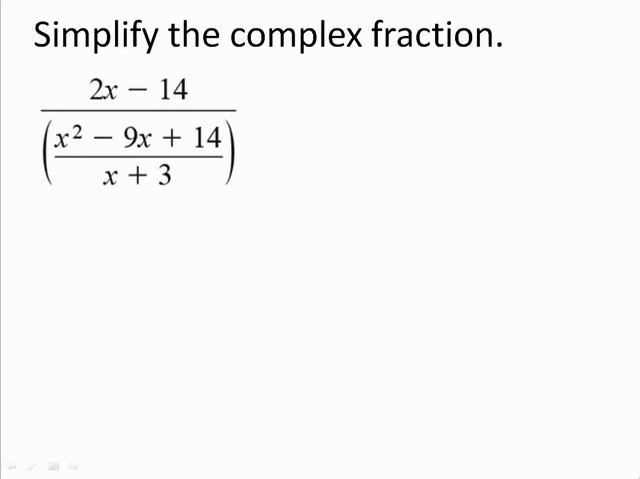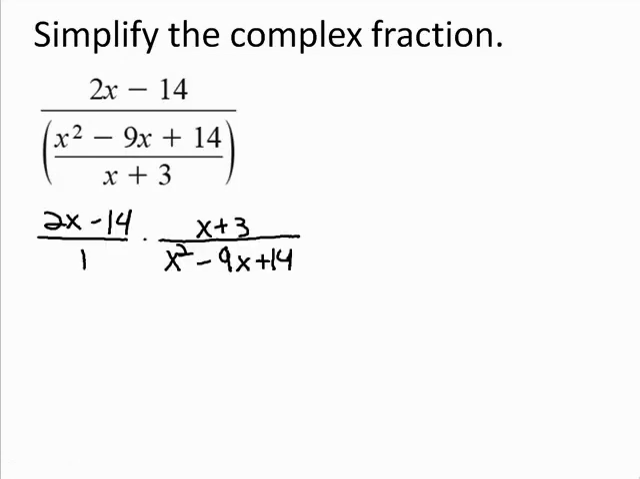Simplify the complex fraction. 2x minus 14 divided by the quantity x squared minus 9x plus 14 divided by x plus 3. When dividing by a fraction, invert the divisor and multiply. 2x minus 14 divided by 1 times x plus 3 divided by x squared minus 9x plus 14. 2x minus 14 has a denominator of 1, because any expression that does not already have a denominator can be written as a fraction with a denominator of 1. Multiply the numerators and denominators. The quantity 2x minus 14 times the quantity x plus 3 divided by x squared minus 9x plus 14.